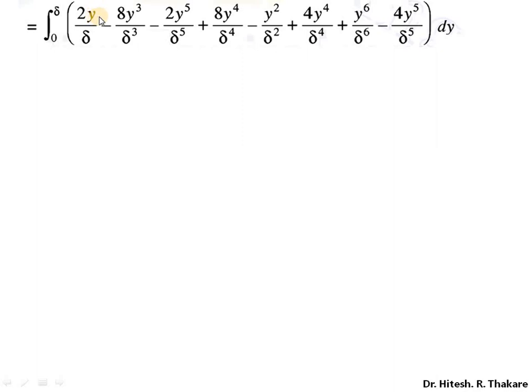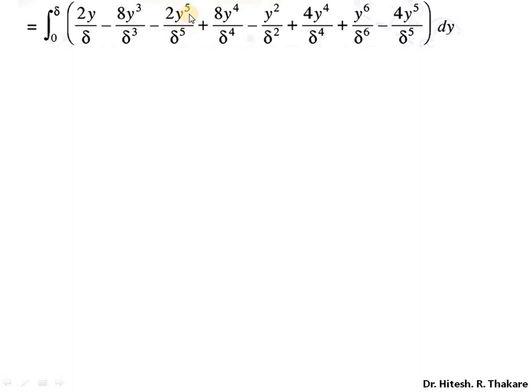For example, there is only one term of the coefficient y by delta. There is only one term of the coefficient y square by delta square. For y cube by delta cube, again only one term. There are two terms having coefficient y raised to 4 by delta raised to 4. One is having multiplier 8, second one is having multiplier 4.